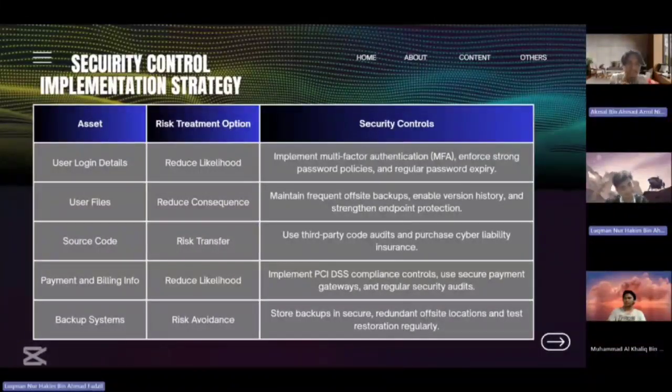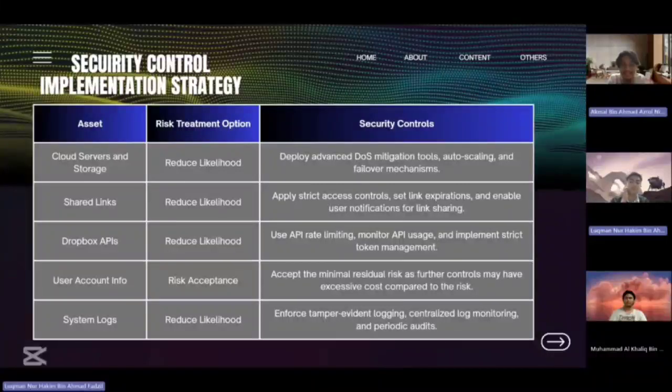Next is the security control implementation strategy. For every asset and its risk treatment option, there is an implementation strategy. These are the first 5. Next, these are the second 5. All in all, there are 10 assets and 10 implementation strategies. Next.